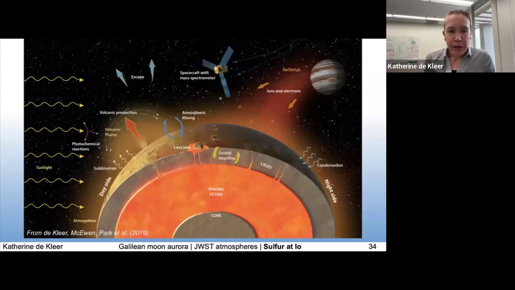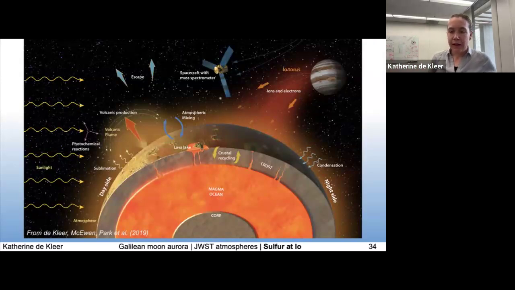So Io's primary volatile is sulfur. It doesn't seem to have H2O. It doesn't seem to have CO2. And that sulfur is being outgassed by the volcanoes. And then, as I've mentioned a few times, it's being impacted, ionized, and lost by these interactions with charged particles and energetic particles in the Jupiter system.